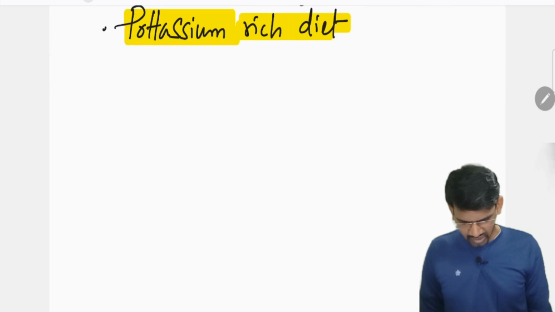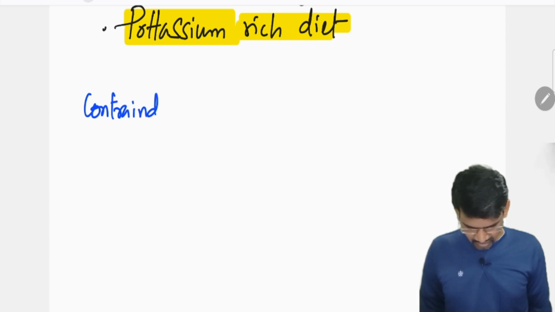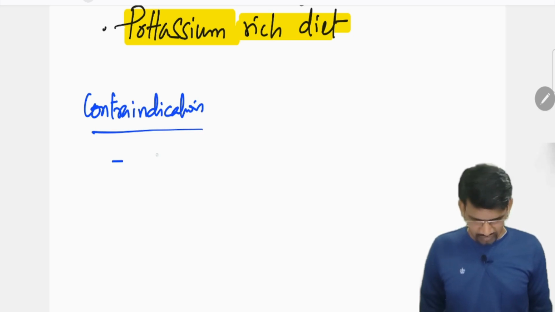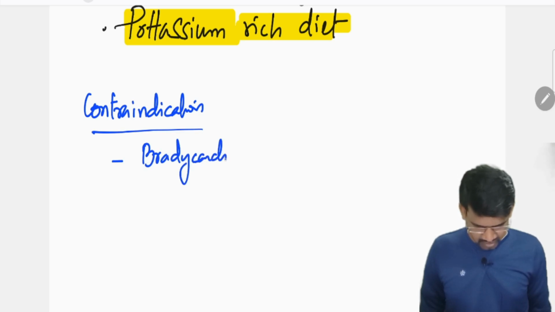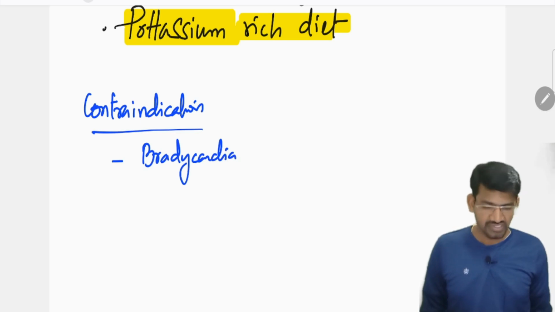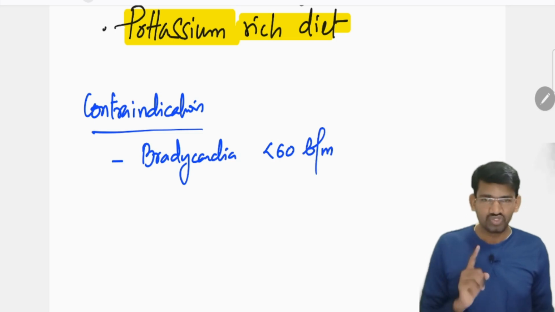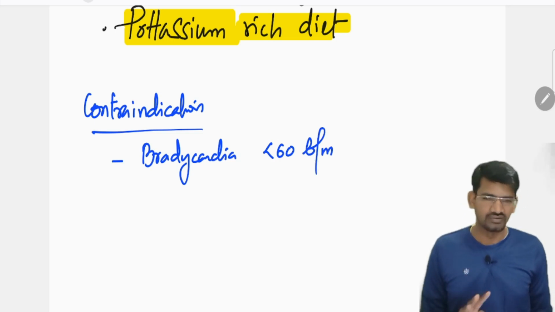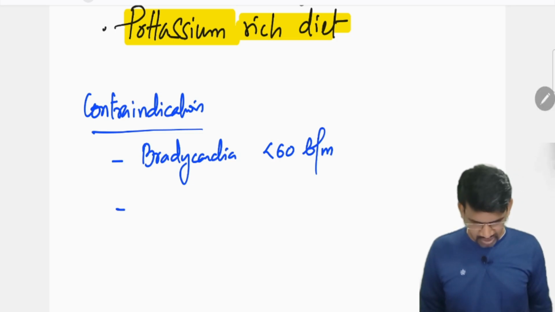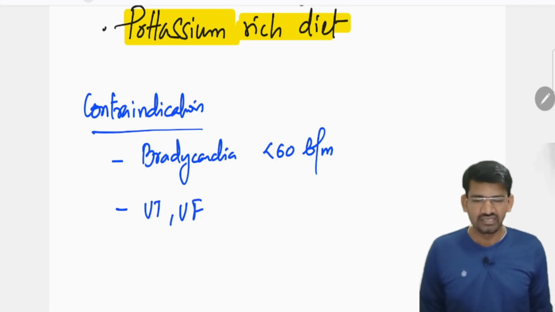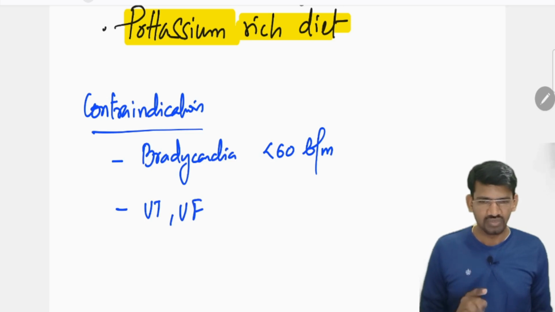And one more thing I have forgotten here, that is contraindications. We have seen the indications. So what are the contraindications for this drug? The first contraindication will be bradycardia. In the case of bradycardia, if the patient's heart rate goes below 60 beats per minute, then we have to stop the drug. And in the case of VT and VF, ventricular tachycardia and ventricular fibrillation, we have to stop this drug.